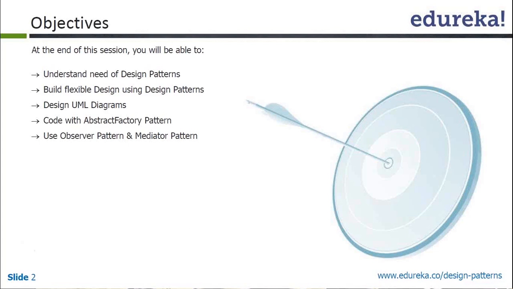At the end of this session, we should be able to understand and appreciate the need for design patterns. We should be able to build some flexible designs using select design patterns. We will look at UML diagrams, what they are, and why one would use them. We will look at the Abstract Factory Pattern, the Observer Pattern, and the Mediator Pattern.